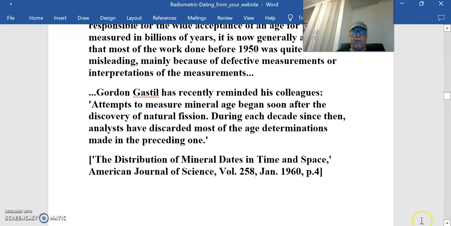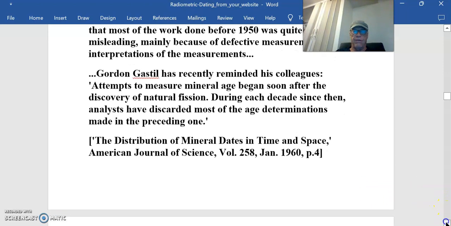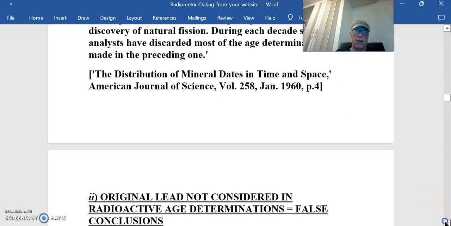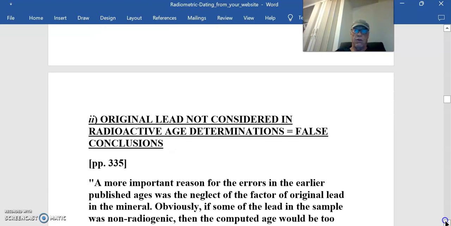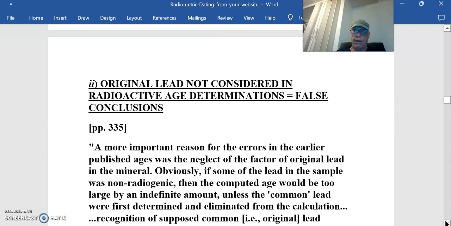The distribution of mineral dates in time and space. These are really good publications, the American Journal of Science, with qualified people. Bad answers. Original lead, not considered in radioactive age determinations, equals false conclusions.